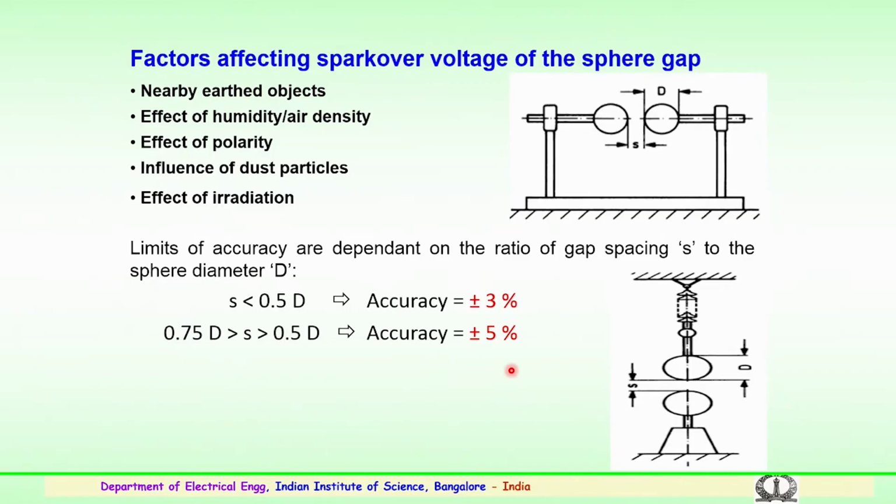This is clearly given in the standard, where it says that above 85% humidity, these readings are prone to error. So, repeatability could not be achieved. So, it is always recommended to see that the humidity level and the increase in the air density are important while using the sphere gap assembly.